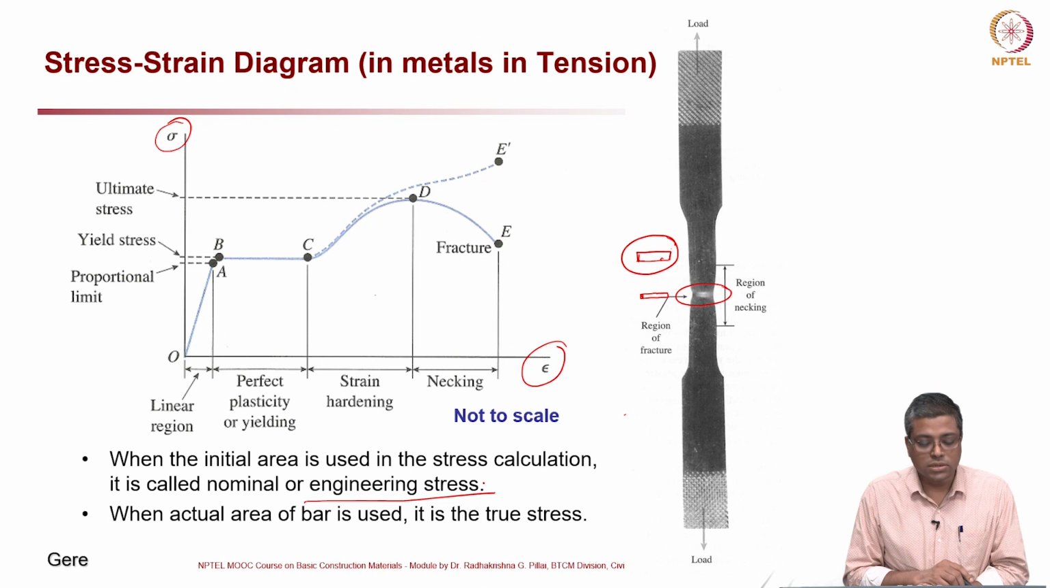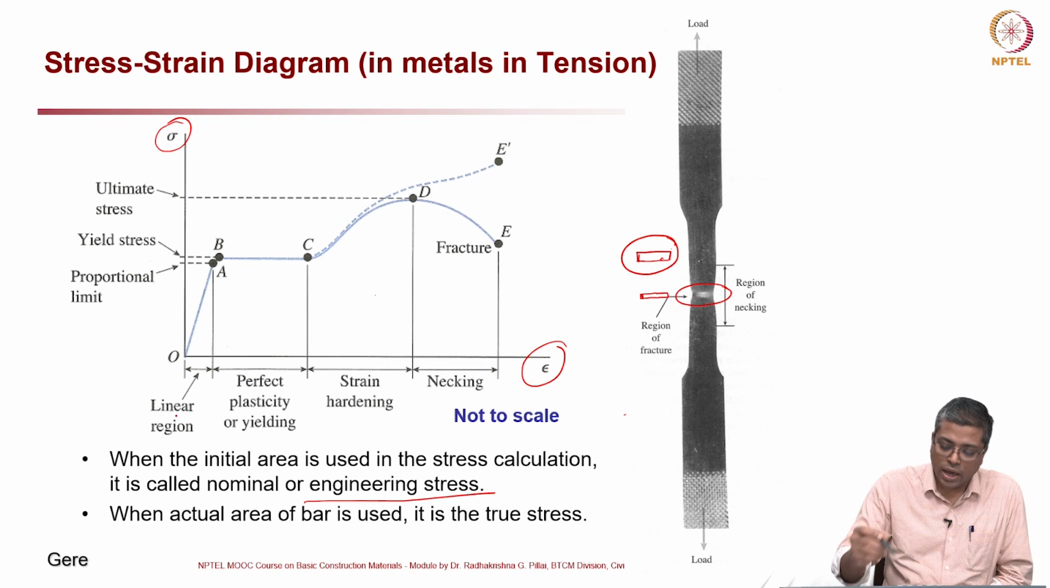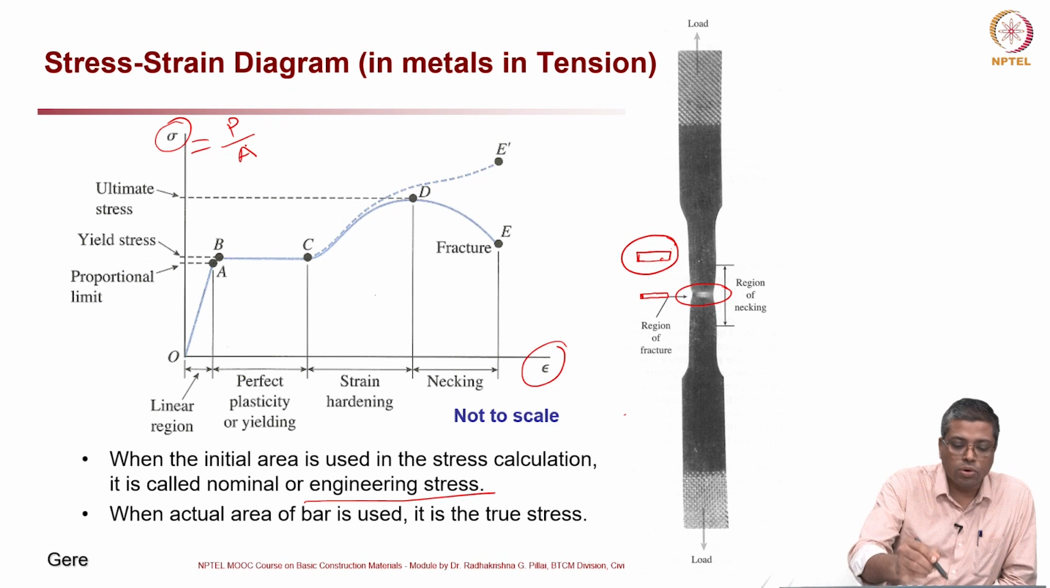So how do we get it? You put the specimen in the testing machine, you pull it, keep on applying load, and then you calculate the stress corresponding to that load. That stress is nothing but the force you are applying divided by the original area, which I'm going to call A0 here. We don't change that. That's how the stress is calculated, and this blue curve follows that.